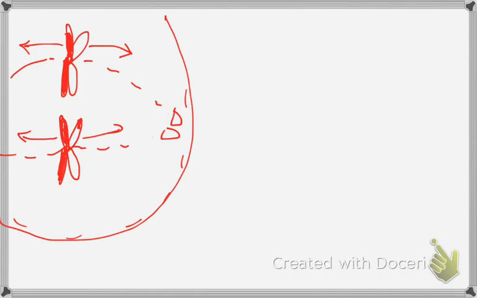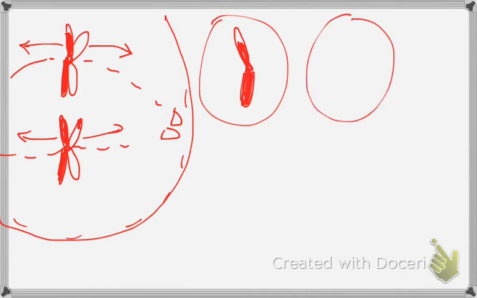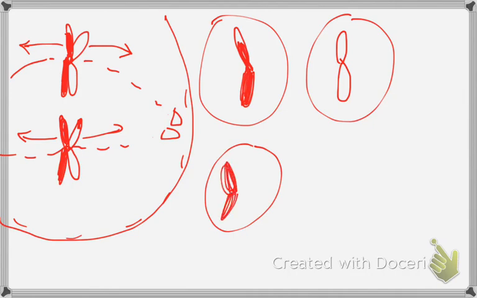And you're going to end up with one cell that gets this version of the trait, one cell that's going to get this version of the trait, one cell that's going to get this version, and one cell that's going to get this version. Do you see there all 4 of them are different? Just because of crossing over in that one little spot.